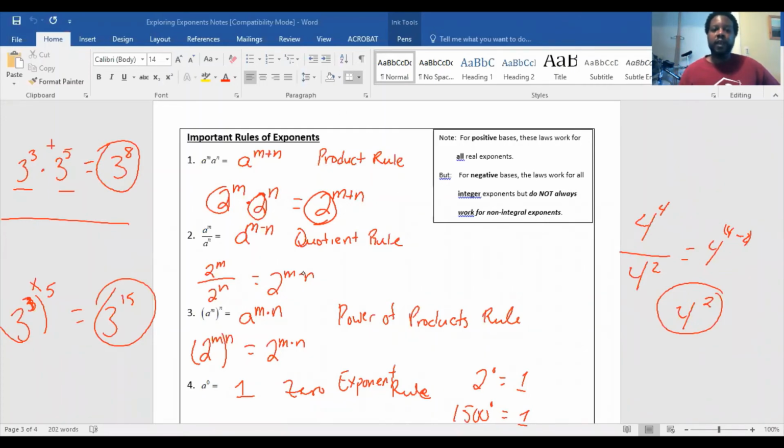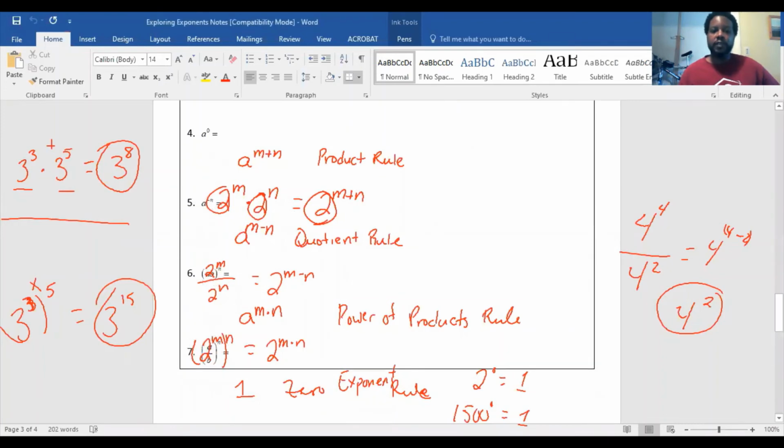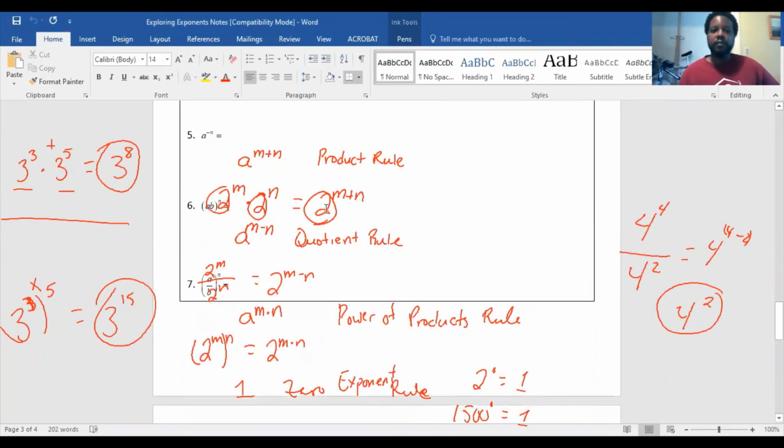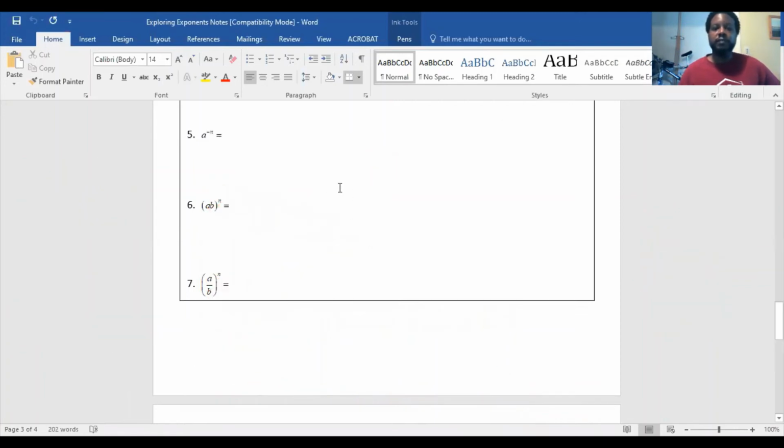All right, so we have 4 more rules, I believe. Maybe just 3 more, okay, 3 more rules. Let me clear these drawings and let's do these last 3 rules.